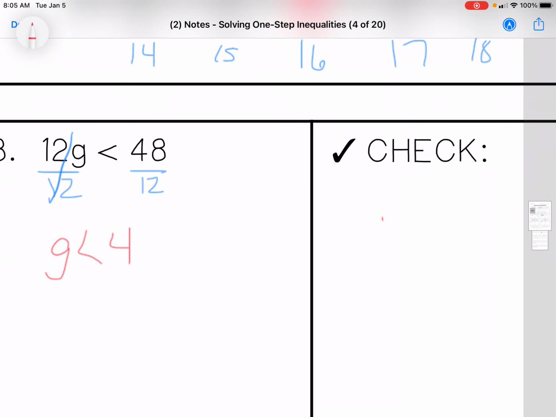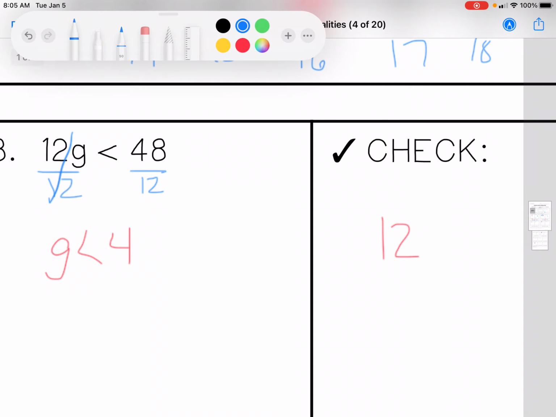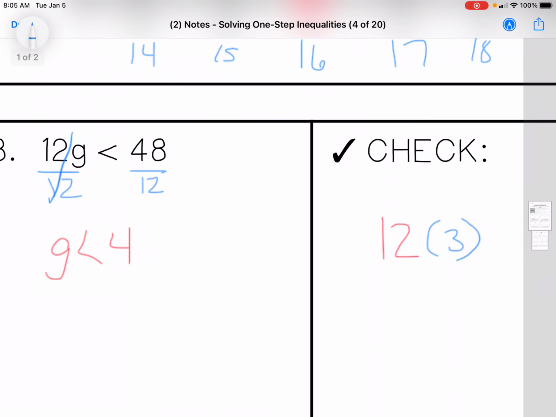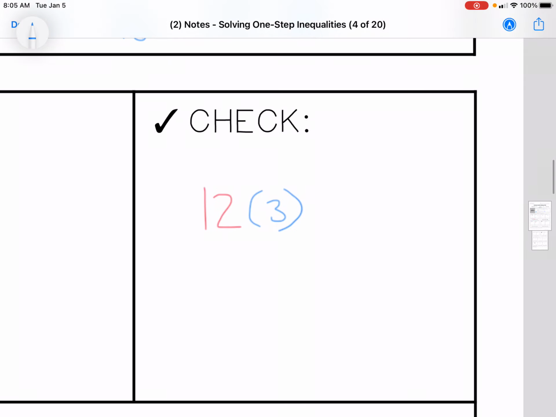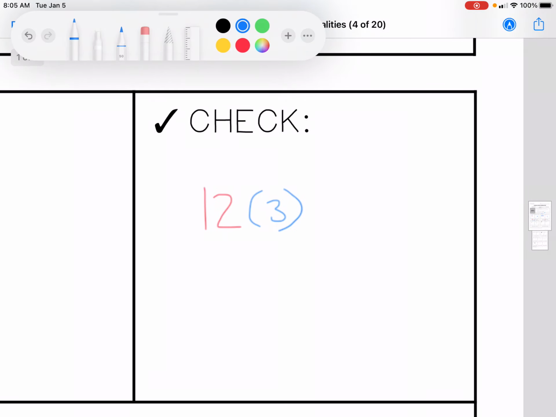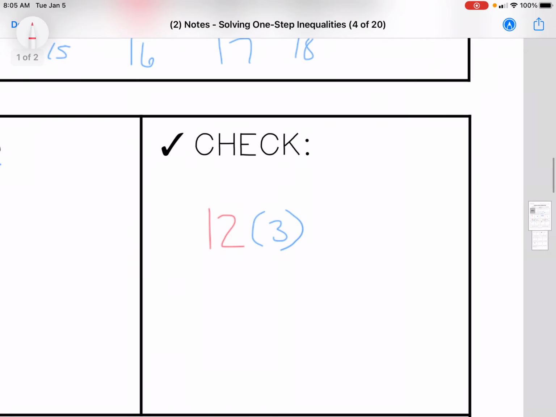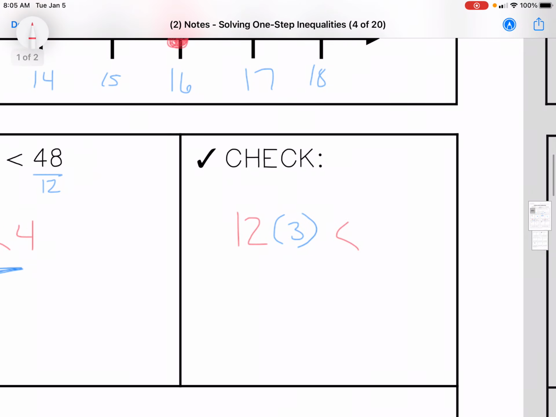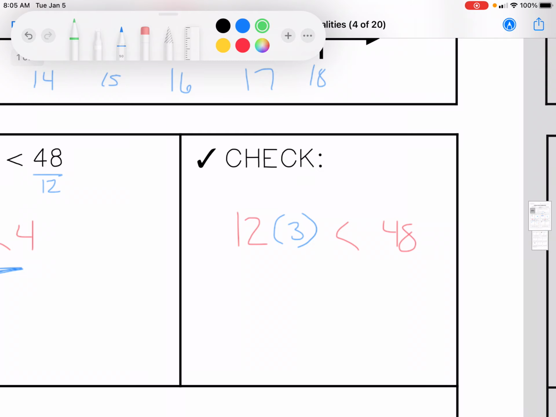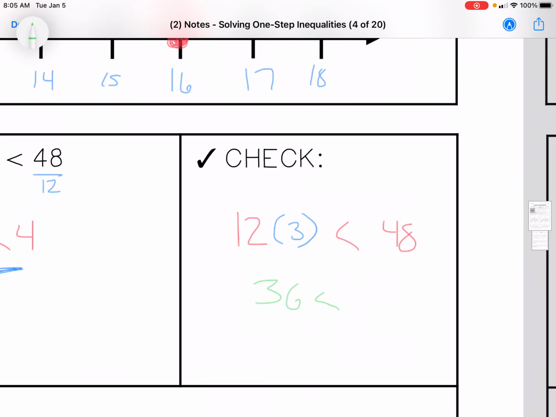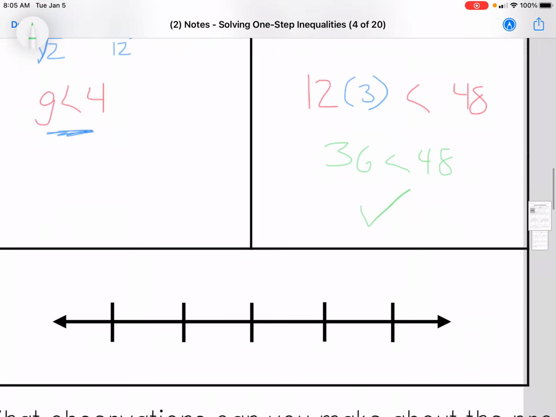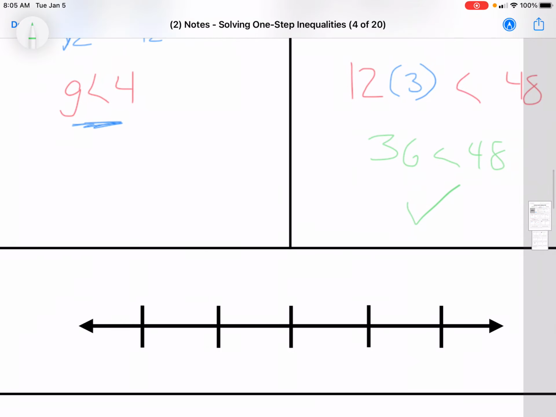So it's going to be 12 times 3, because we're picking a number less than 4 to plug back in there. Is less than 48. 12 times 3 is 36. Is 36 less than 48? Yes, it is. Check. Okay, all right, so let's go back and graph that.